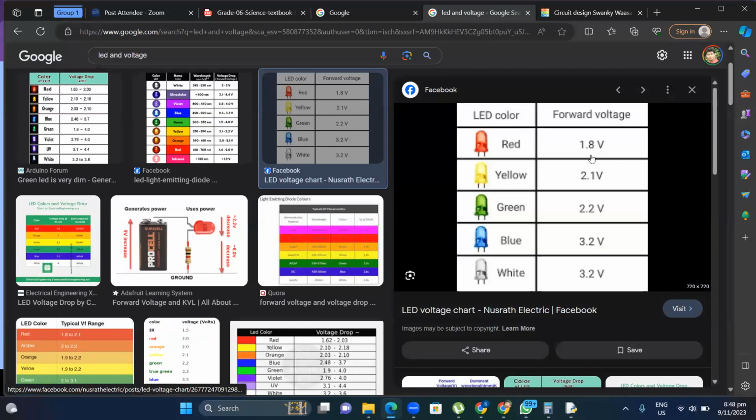1.8. එයාටත් මදි විතර 1.5 නේ. ඊට පස්සේ yellow එක තමයි ඊළඟට. Then green, blue and white will take 3.2. white එකට කොහොමත් මදි. Okay.